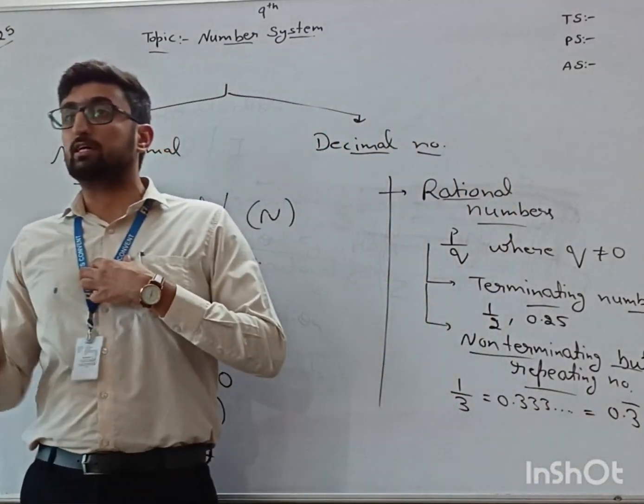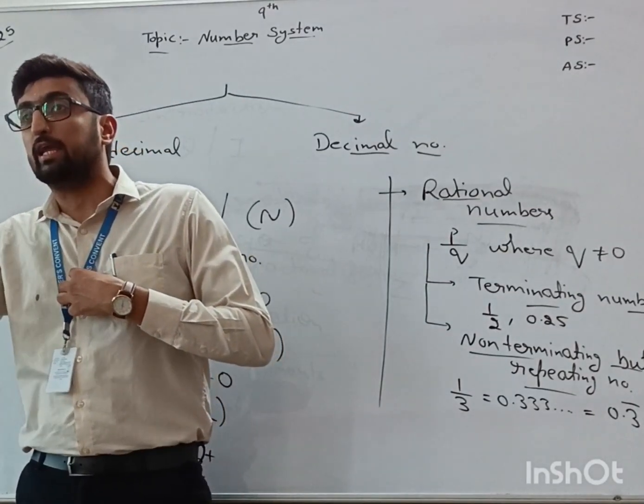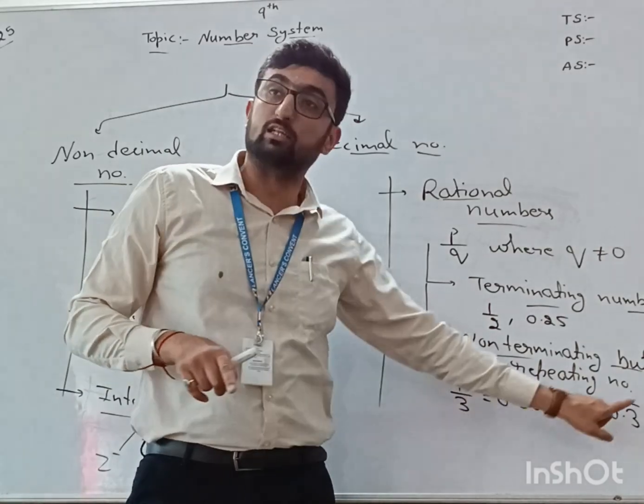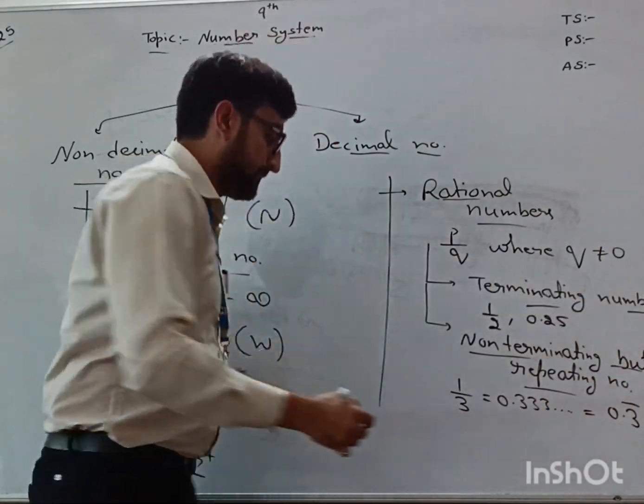How did I tell you to remember this? Since 3 is coming again and again, we put a bar over 3. So we write this 0.3333 as 0.3 bar.